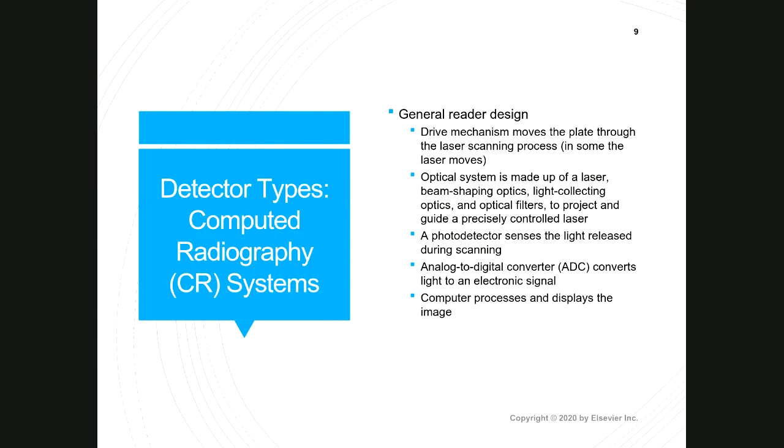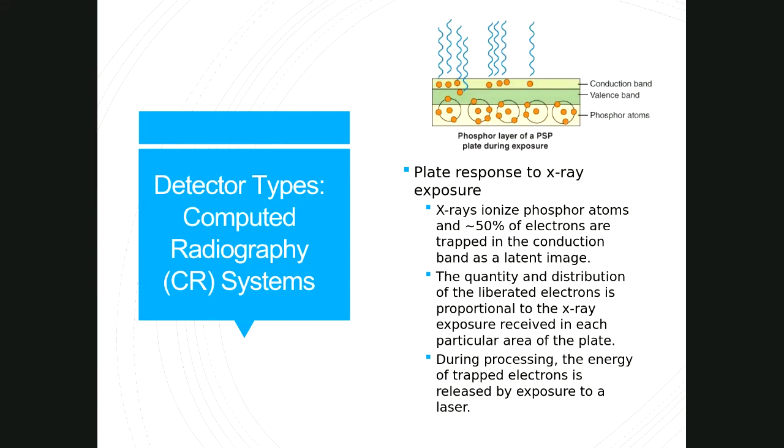Now again, these two slides are way more information than I'm actually holding you responsible for right now. I just want you to understand the concept of how it acquires the latent image. It traps the electrons in that conduction band, and then when it's placed in the plate reader, basically a laser scans that, releases the energy, and the energy equates to levels of brightness on your image in response to how the anatomy was when it passed through.